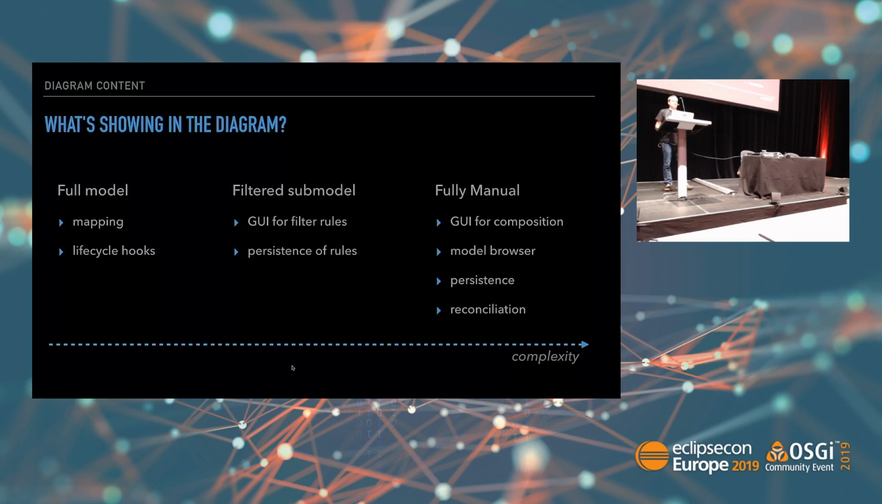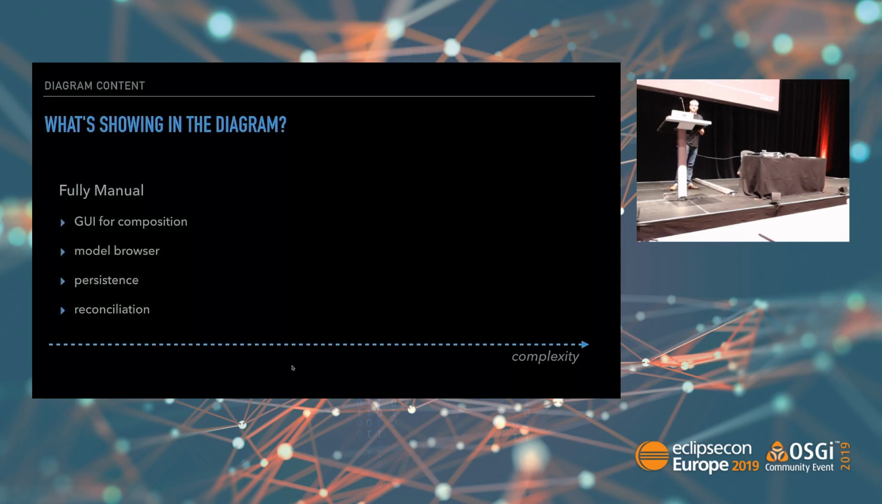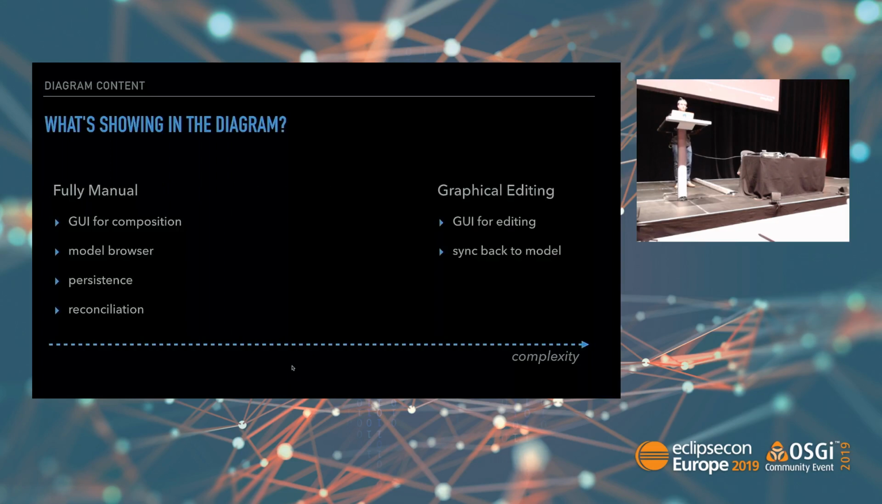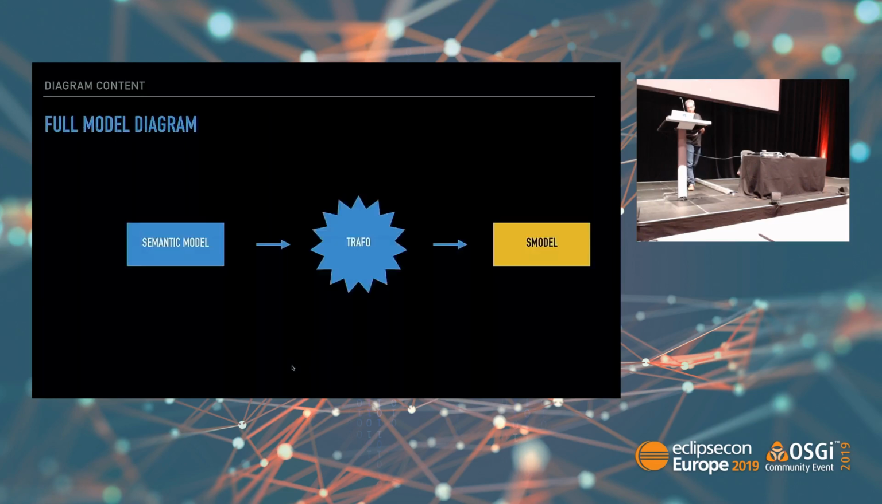Complexity increases. So think about it. Is that what you really want? What do you really need? And maybe you reach your goal with a completely different story than for doing the most complex thing, which is graphical editing. Because then you just have the diagram facade in order to change your model. You need a GUI for that, and you have to sync the changes back and forth. That's going to be problematic, but I'm showing that in a minute.